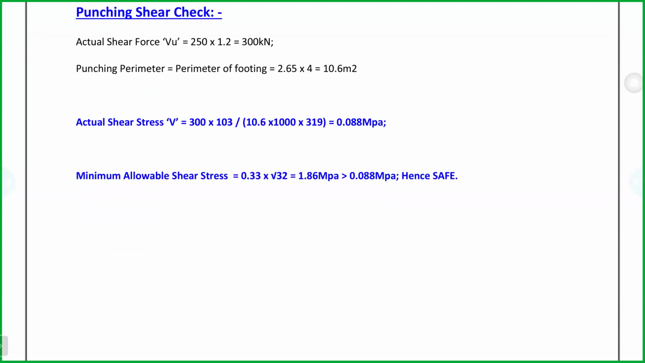The allowable shear stress for punching is 0.33 root of fc dash, which will be 1.86 MPa. The actual stress should be less than this, because this is the allowable shear. Concrete uses M30, cube strength 40. The minimum concrete grade you have to follow for all structural elements is cube strength 40 according to the DBC code. Then you can go for cylinder strength 32, because it is 20% less. Clear, right?